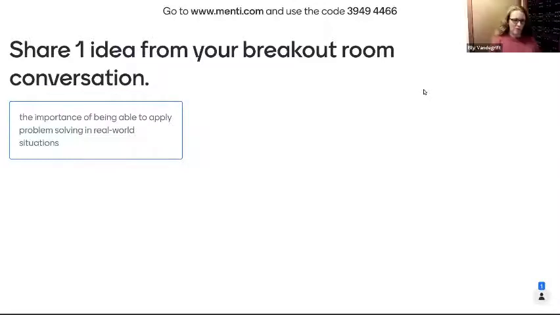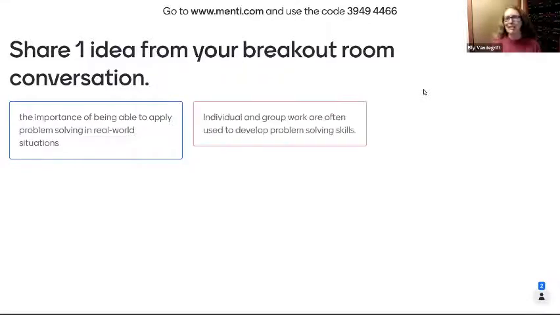Oh, there's my timer for breakout rooms. Okay. The importance of being able to apply problem solving in real world situations. Oh, so true. And I'll say that in the room I was in, I heard very different types of real world situations, from ethical dilemmas to actual practical public health, which was another conversation I heard. So different ways. Bye, Maria. See you soon.